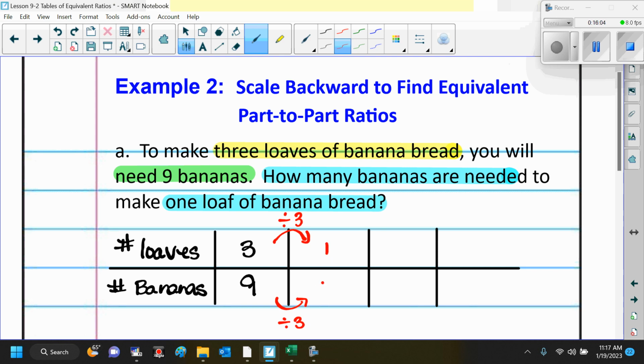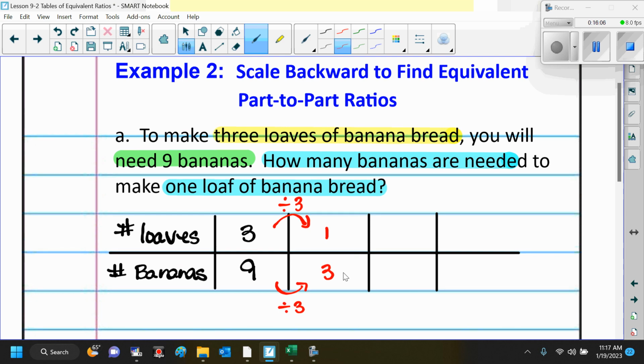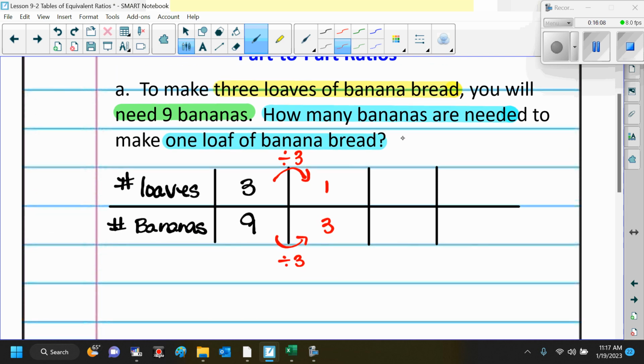So that's going to give us 1 here and 3 there. So, how many bananas do we need? 3. We need 3 bananas. So then you just top to bottom. Always. Right. For 1 loaf. That's easy. Good.